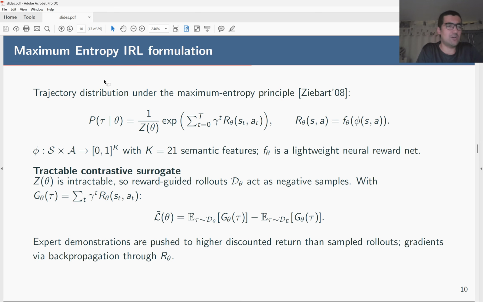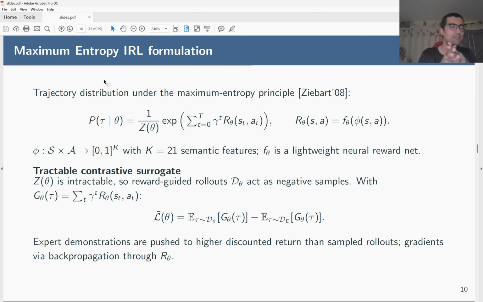Now the normalizing constant Z theta is intractable to compute directly, so we don't. Instead, we use reward-guided rollouts as negative samples and optimize a contrastive surrogate. In plain terms, we push the expert demonstrations to have a higher discounted return than the trajectories our current policy samples, and we backpropagate through the reward network to do it. It's a simple, tractable training signal that still respects the maximum entropy principle.